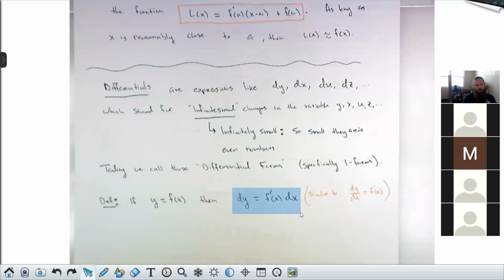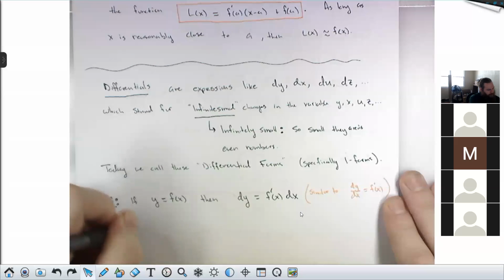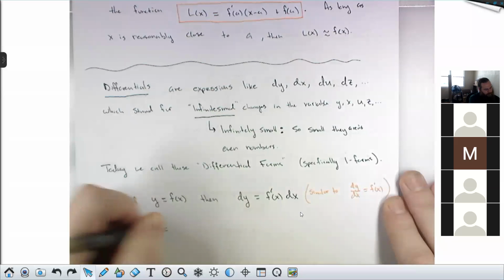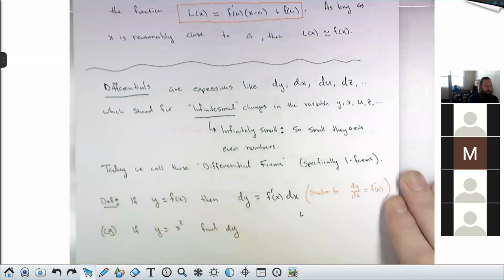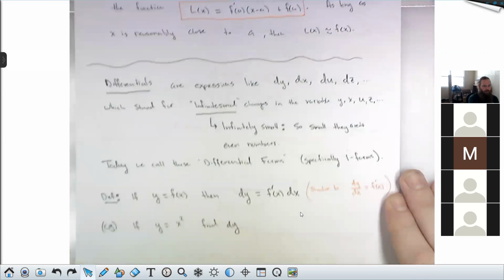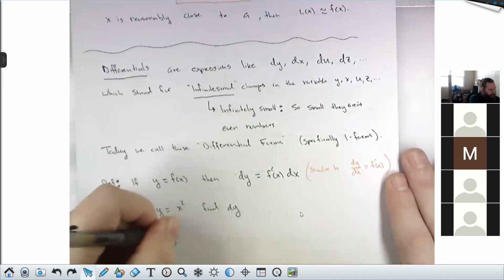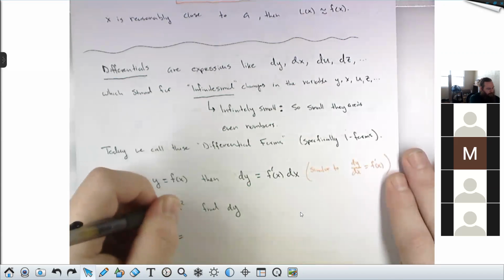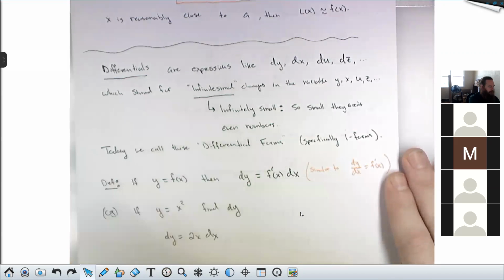So this is all I need you to get good at doing here, calculating differentials like this. So for example, if y is equal to x squared, find dy. This is what a problem might look like. This is a very simple one. Well, dy here would be the derivative of x squared, which is 2x, times dx. That's it.